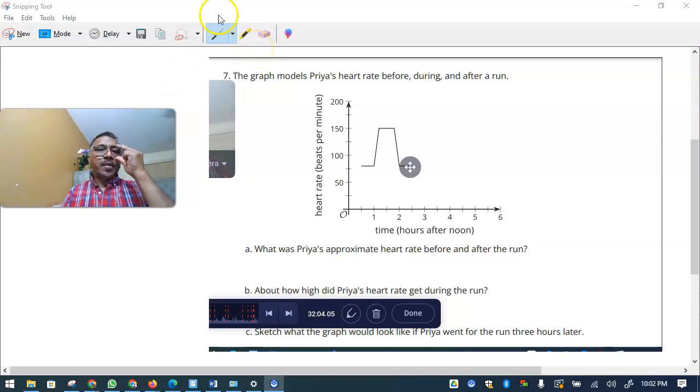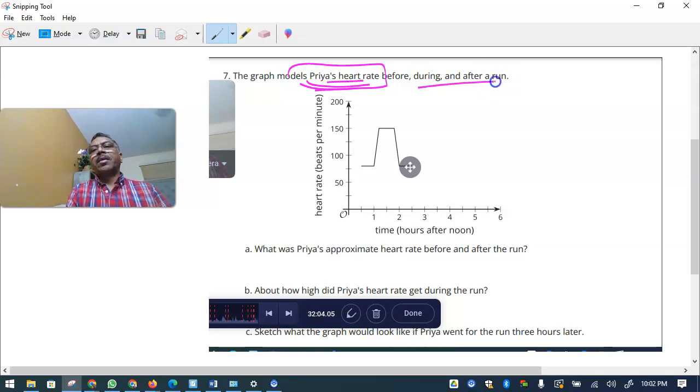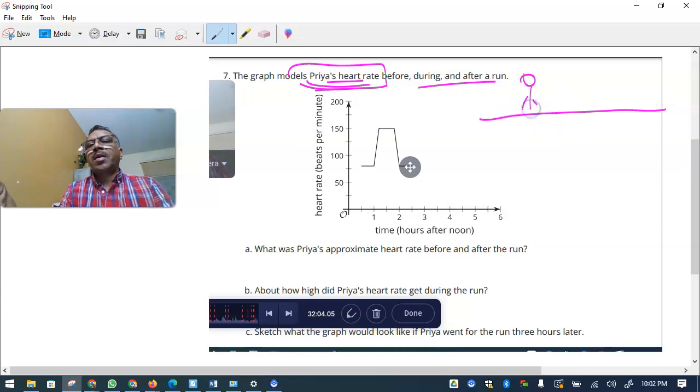Okay, here is the question. The graph models Priya's heart rate during the run. So Priya is in a process to run. Imagine she's here, and this is Priya, and she may be sitting at one time. So one time she's sitting and then she stands and then she starts, at a certain time.